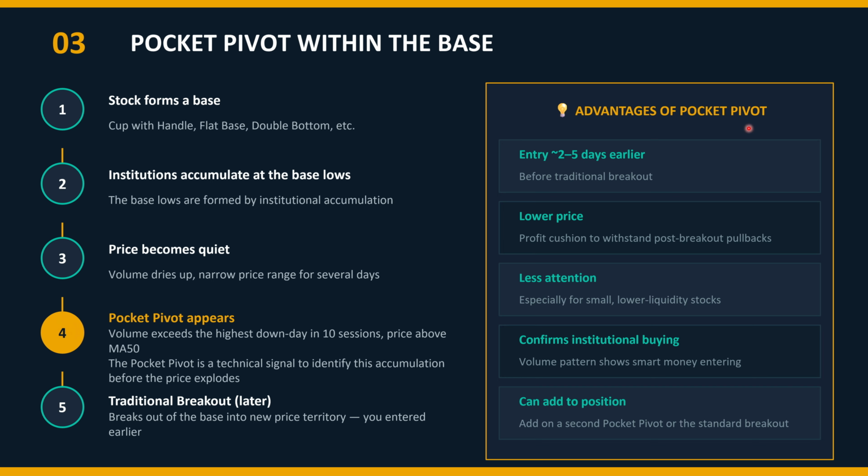5 advantages of pocket pivot. Entry 5 days earlier than a traditional breakout. Lower cost basis, profit cushion to weather post-breakout corrections. Less notice, especially effective in small cap low liquidity stocks. Institutional confirmation, volume pattern shows smart money entering. Can be pyramided, add to position on a second pocket pivot or official breakout.